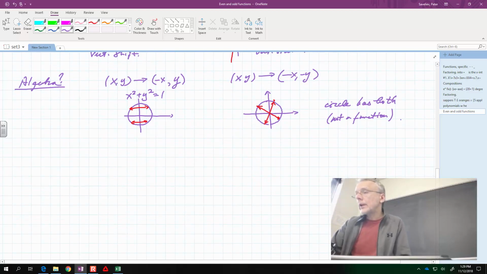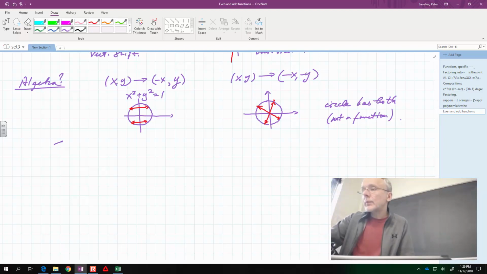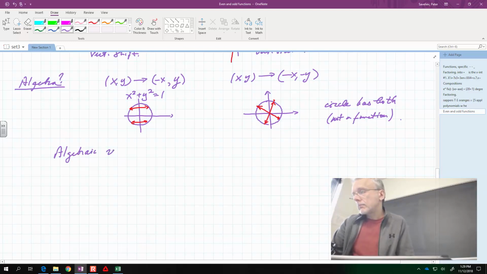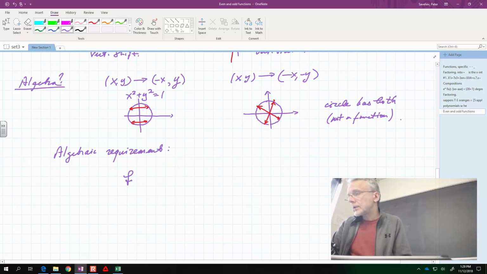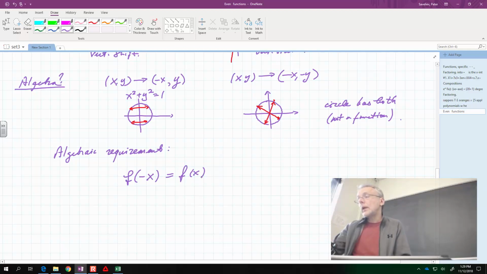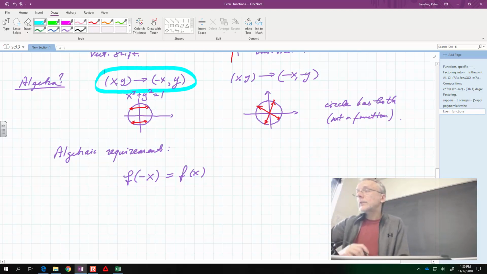So our interest is now what is the formula, or algebraic requirement. And here what it is: f of negative x is equal to f of x. Okay, that for a function to be even, this is what the equation has to satisfy. If you look at this, you'll see y, right? As you can see, the transformation makes x flip its sign, but does not change y.